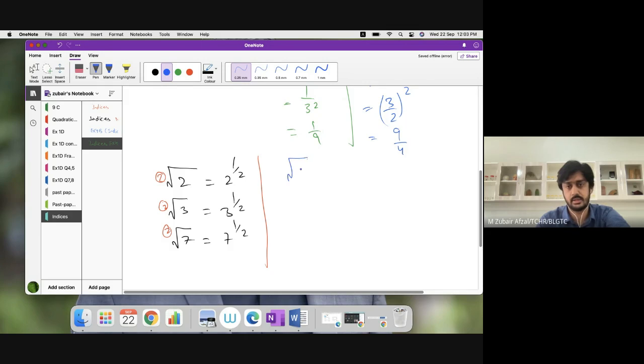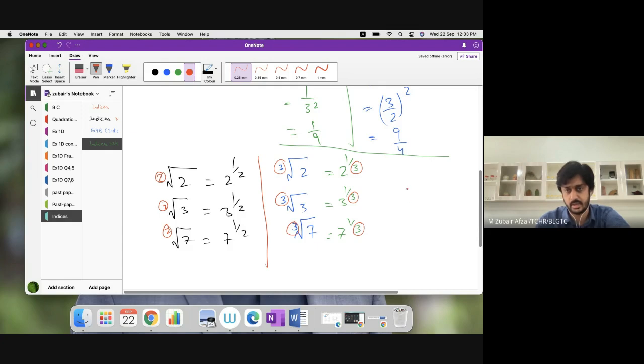So if I write the same numbers, but this time with the cube root, this is 3, this is 3, this is 3. So am I right when I write 1 by 3 here? Yes, sir. 2 raised to power 1 by 3, 3 raised to power 1 by 3, 7 raised to power 1 by 3. So what do you notice? Whatever you have outside comes in the denominator.